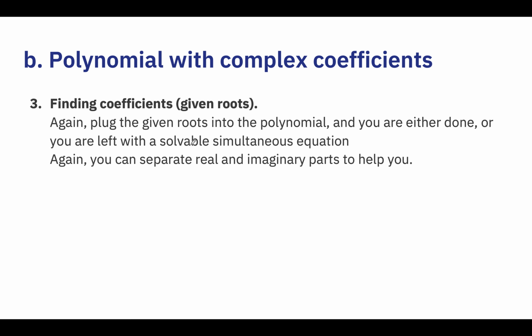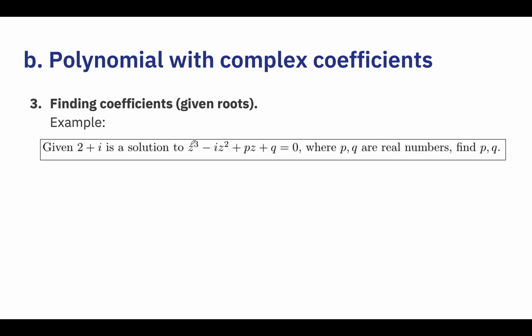Okay, so last but not least, finding the coefficients given the roots. Again, plug the given roots into the polynomial, and either you're done or you're left with a solvable simultaneous equation. An example would be: given 2 + i is a solution, find p and q. So again, we're going to substitute it in.